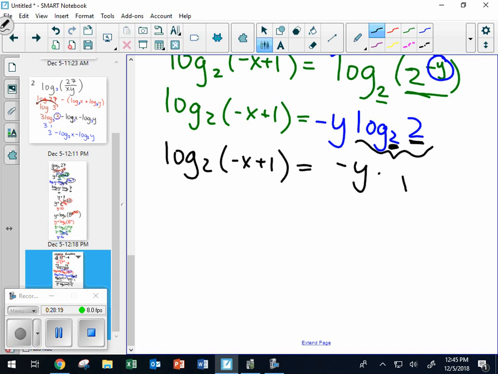Okay, our final step here is that all of this is equal to negative y, and we want it just equal to y. So you will have y is equal to negative log base 2 of negative x plus 1.